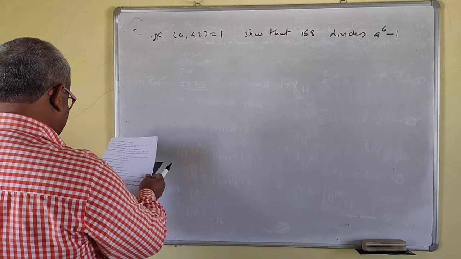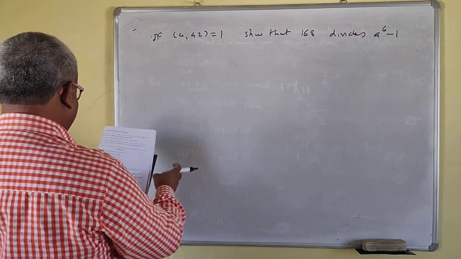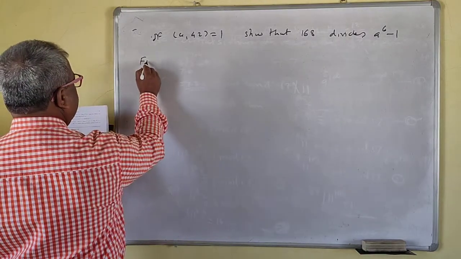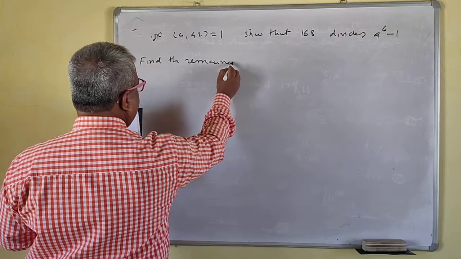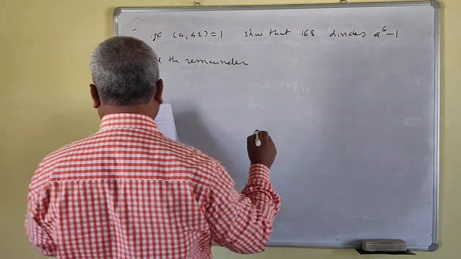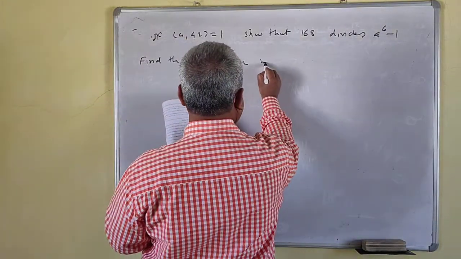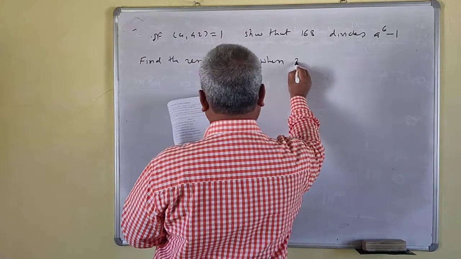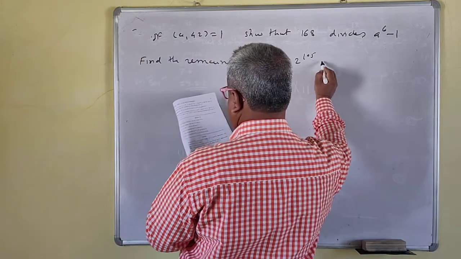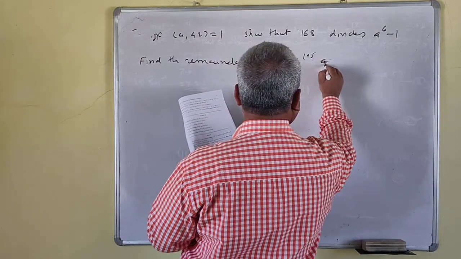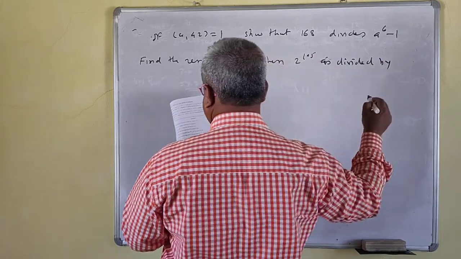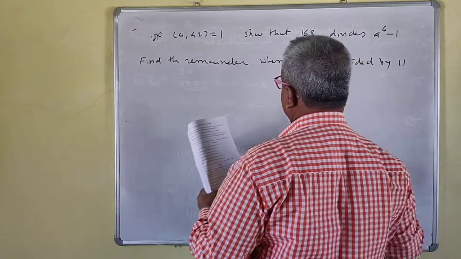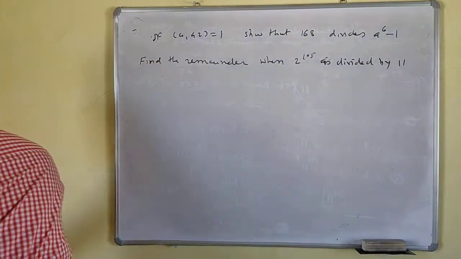So we'll take the next one. Find the remainder when 2 raised to 105 is divided by 11.